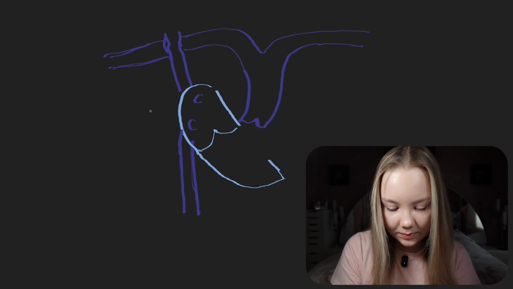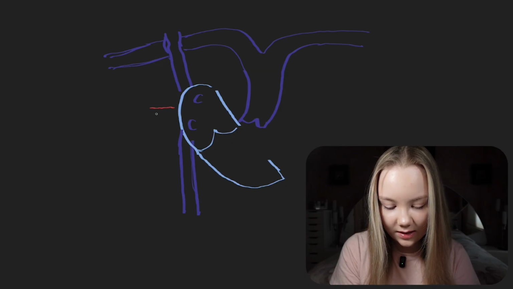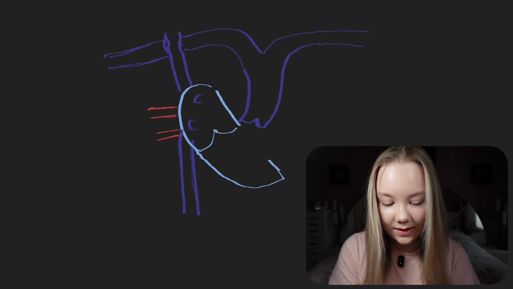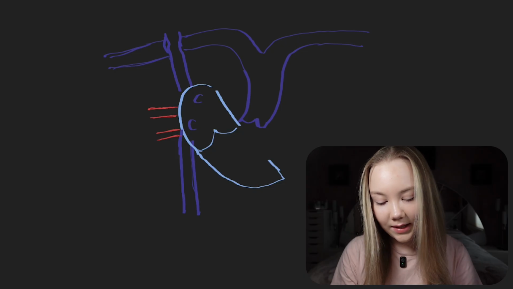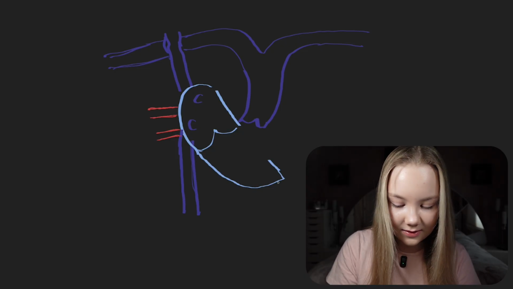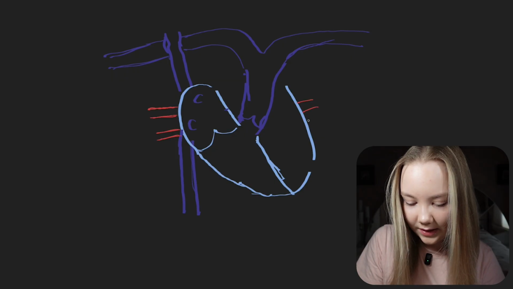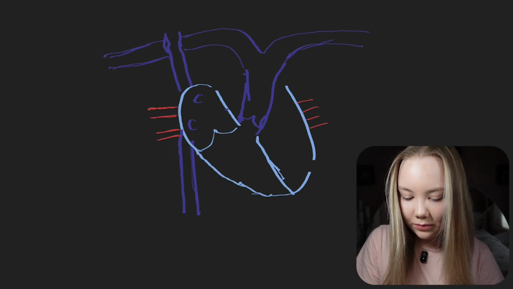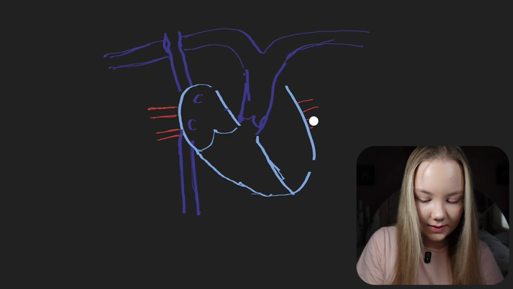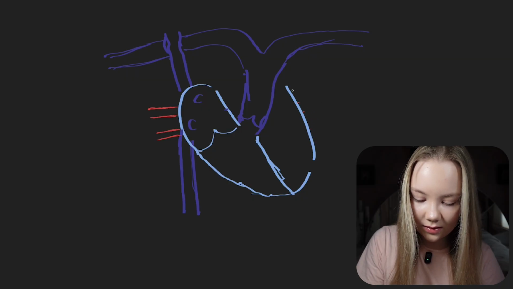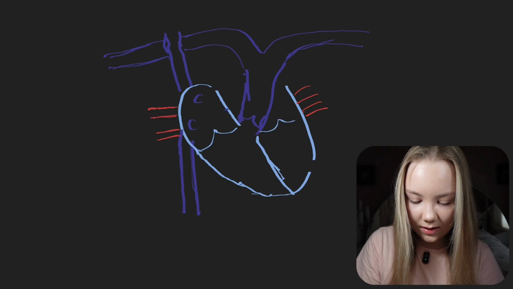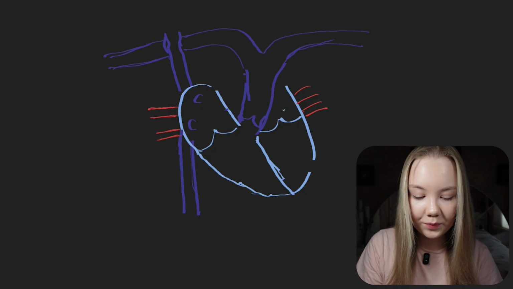Okay, and then as the blood is oxygenated, it then comes back through the pulmonary veins. And again, usually veins carry deoxygenated blood, but in this case, it's going to be carrying oxygenated blood. And then as the blood is coming through the pulmonary veins, it's going to go into the left atrium. And the left atrium and the left ventricle are separated by the mitral valve.